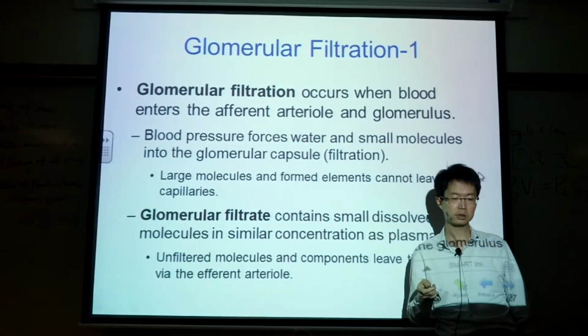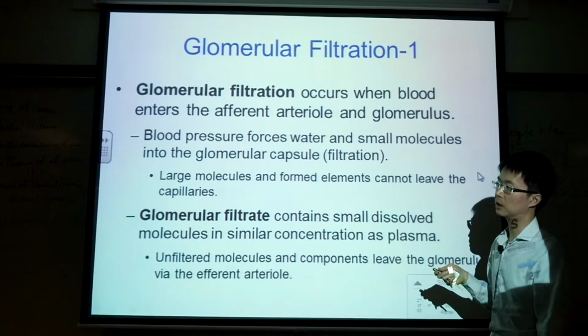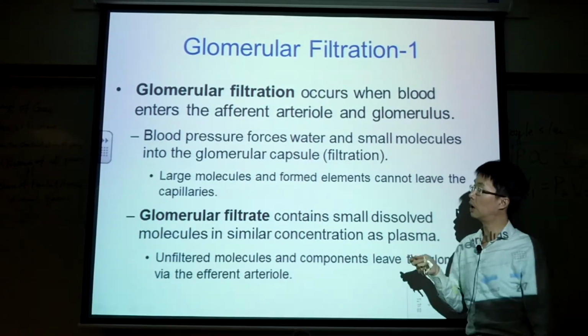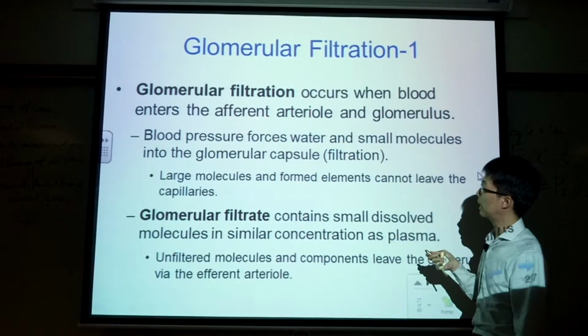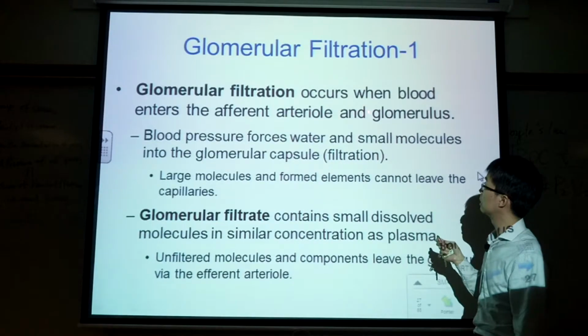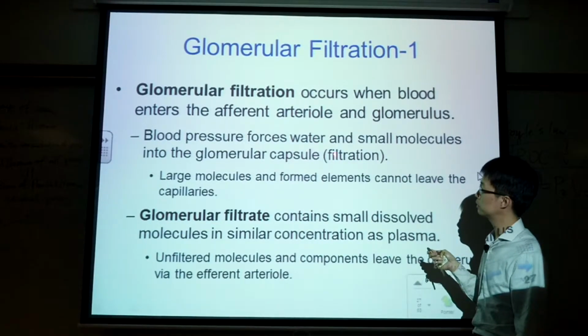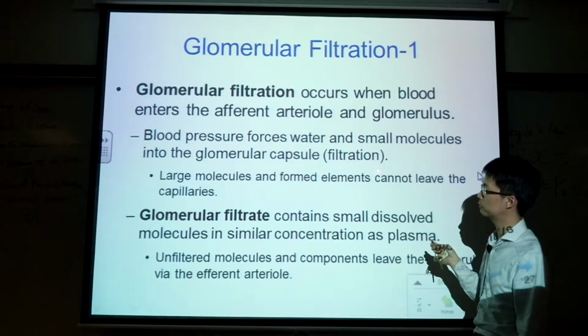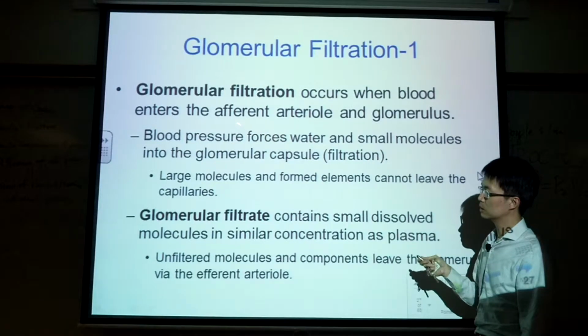Glomerular filtration. Now we talk about the first step of production of urine. When the blood enters the afferent arteriole and the glomerulus, blood pressure forces water and small molecules to go into the glomerular capsule. This is what we call filtration. What does it mean, blood pressure?